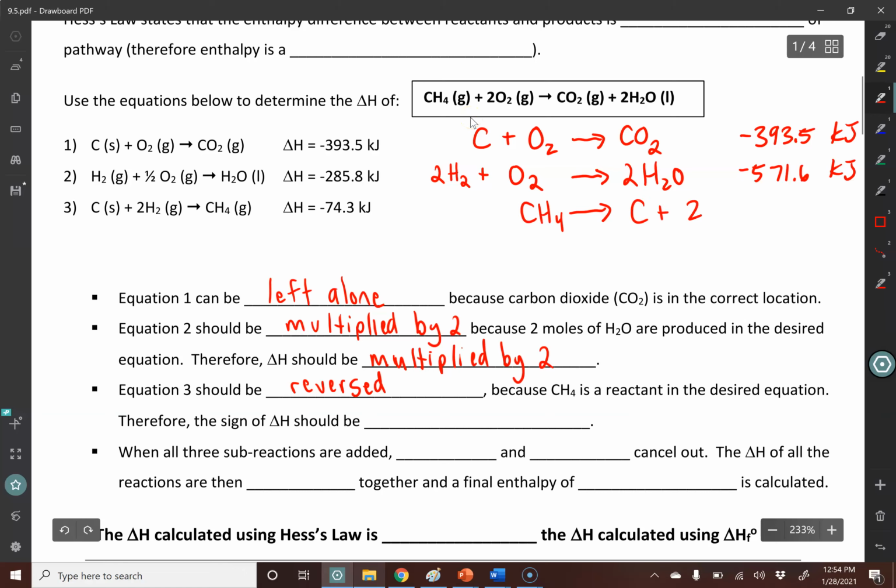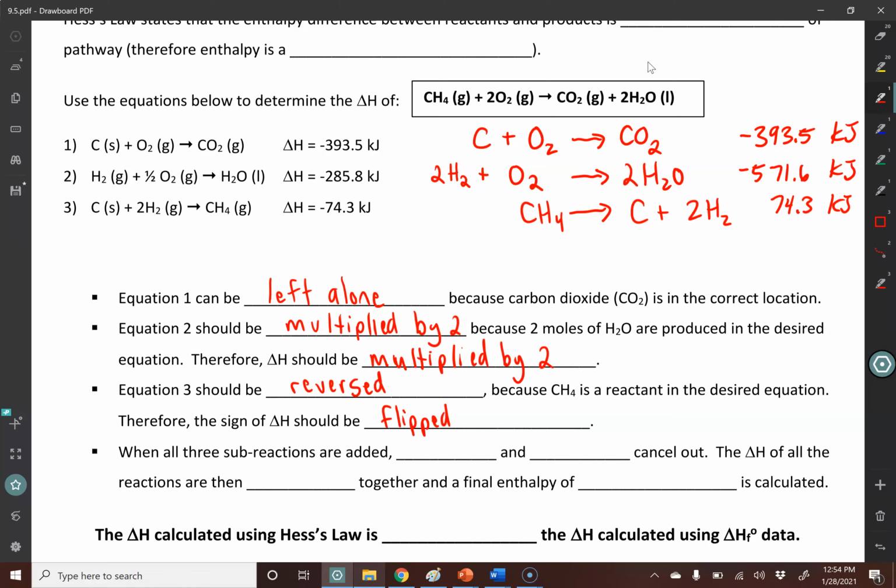C plus 2H2. Since I've reversed the reaction, what do I need to do with the sign of delta H? Yeah, it has to be flipped. So instead of an exothermic reaction producing 74.3 kilojoules, this will be an endothermic reaction requiring 74.3 kilojoules.